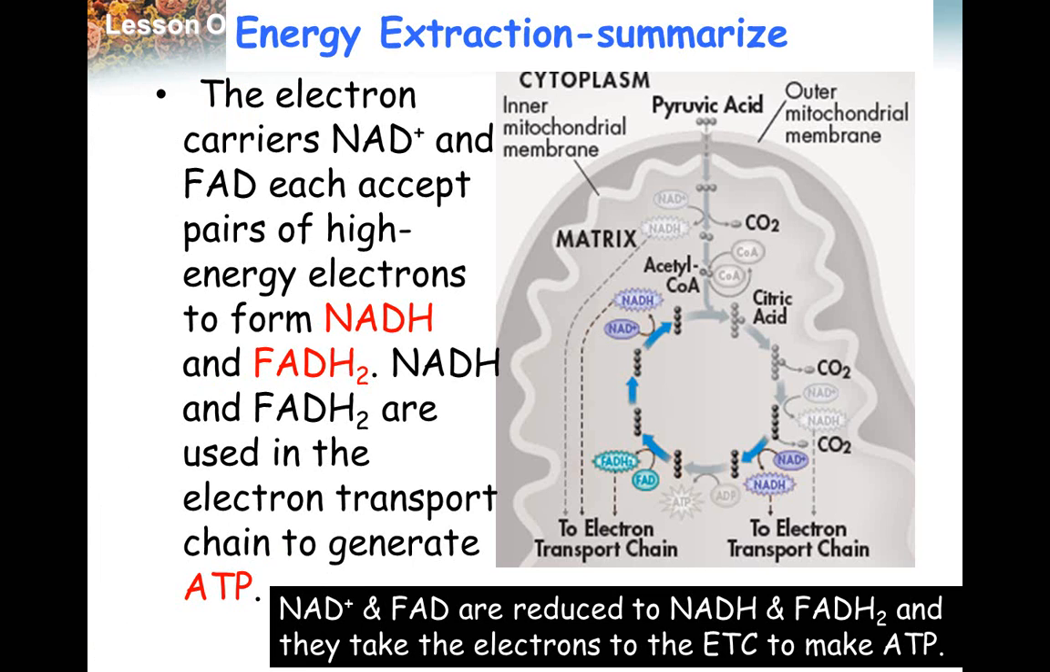So to summarize it, NAD plus and FAD are reduced to NADH and FADH2. And they take those high energy electrons to the electron transport chain or electron transport system. The electron carriers, NAD plus and FAD, accept a pair of high energy electrons to form NADH and FADH2. NADH and FADH2 are used in the electron transport chain to make high quality energy, ATP.